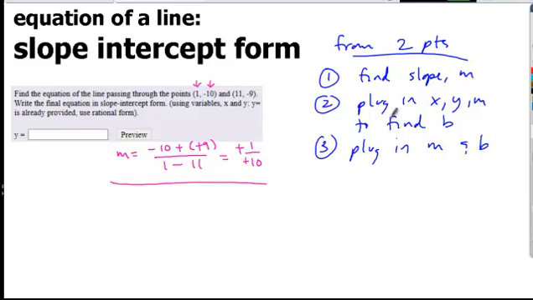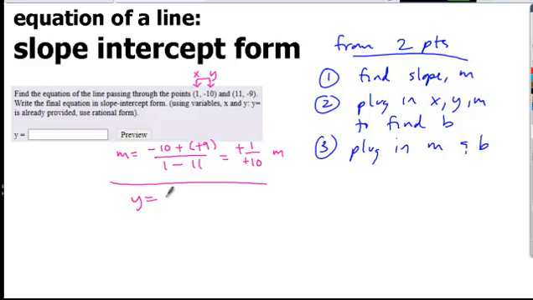Okay, once I have my slope, I can plug that in along with an x and y coordinate. I can choose either one. It doesn't matter which one I choose. If there's easier numbers to work with, that's what I will select. They both have a positive and a negative number. This one seems a little bit easier to work with, so I'm going to use this as my x, my y, and here's my m.